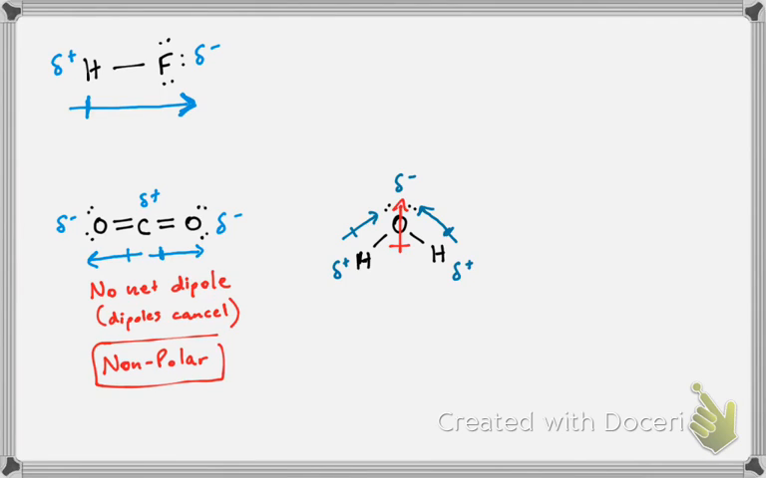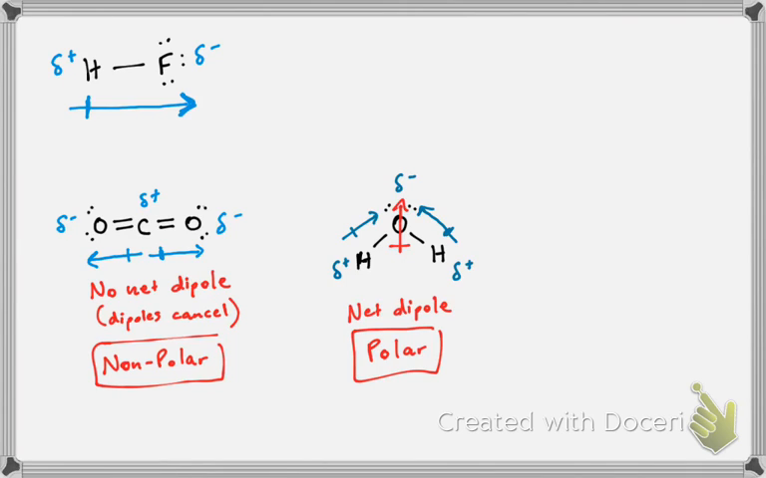Okay. So in this case, we do have a net dipole or a net polarity. So water would be an example of a polar molecule. Okay, and this is actually super important. I mean, if water was not polar, life as we know it really wouldn't exist. Everything relies on the polarity of water in that context.